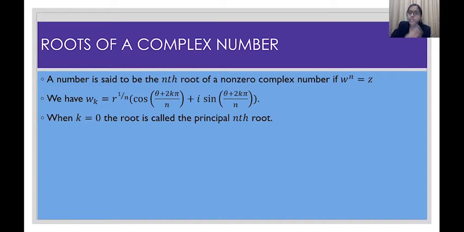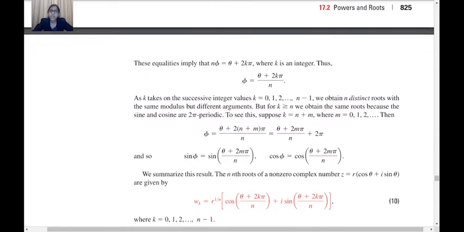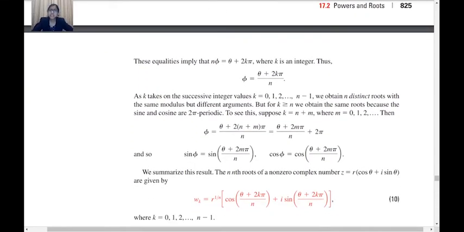The nth root of a complex number can be determined by substituting different values for k. And here we have to note one more thing: the value of k will be varying from 0 to n minus 1. Once k takes the values 0, 1, 2, 3, etc. up to n minus 1, we'll have n distinct roots. After that, when k is greater than or equal to n, since sine and cosine are 2 pi periodic, which I had mentioned earlier, the values will get repeated.